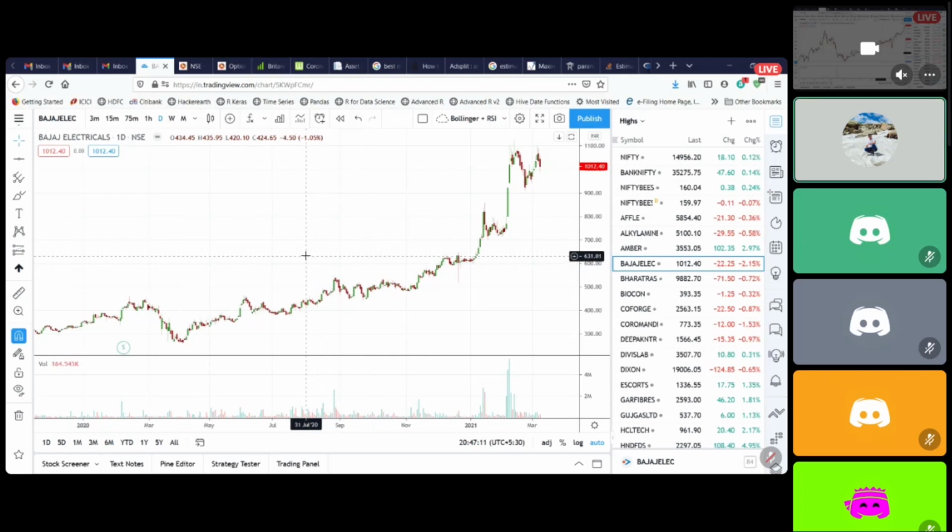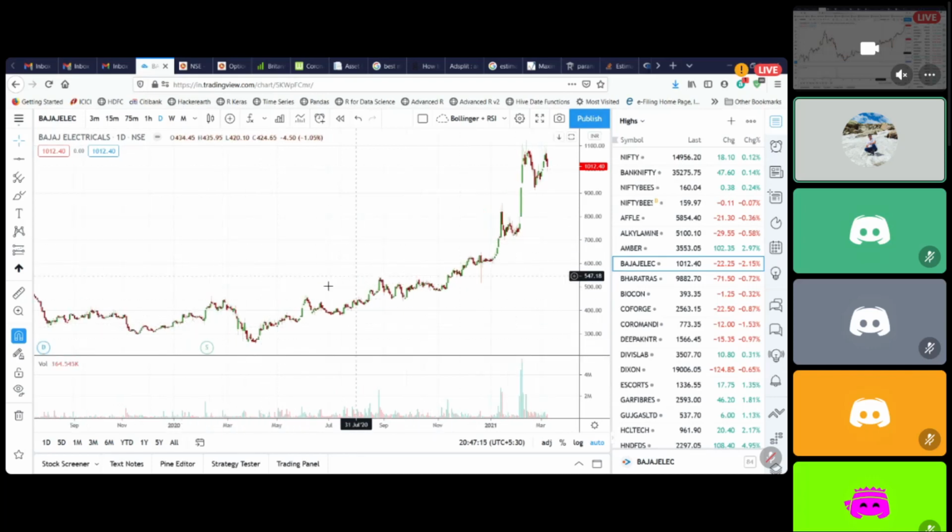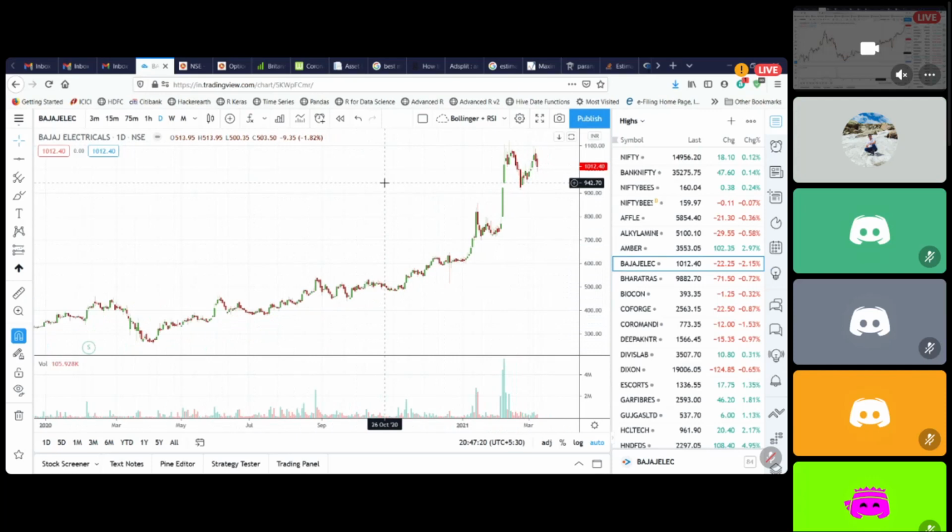So it's always a choice. What kind of pattern you want to create. I will always, any given day, take this kind of chart setup to create.